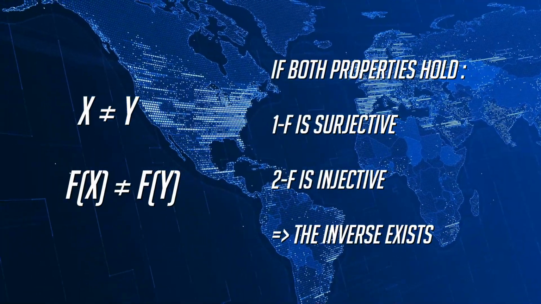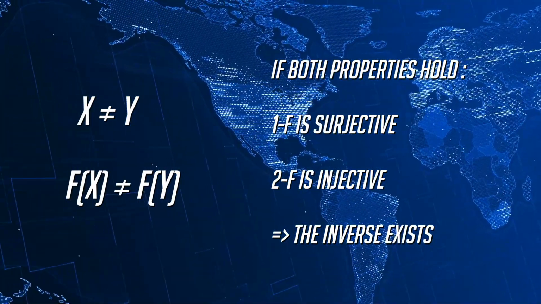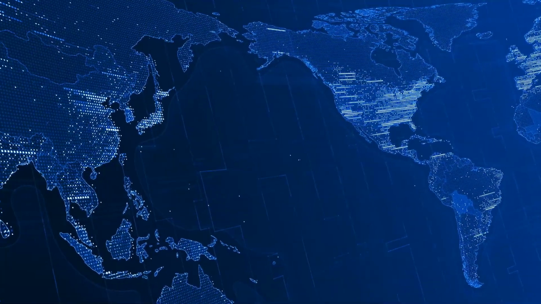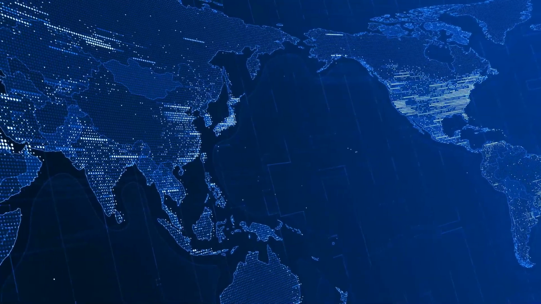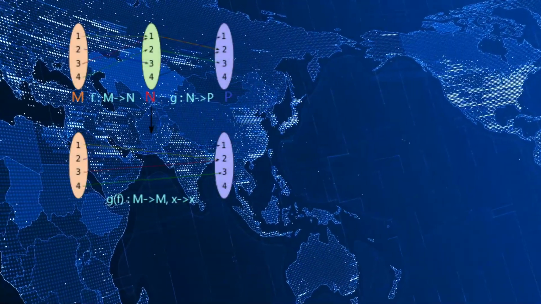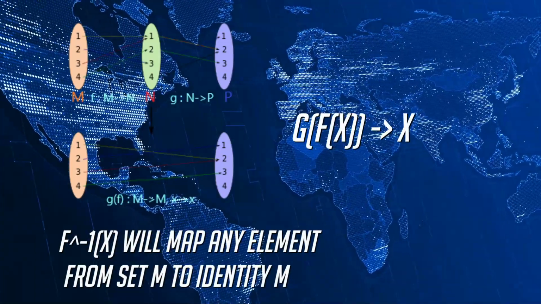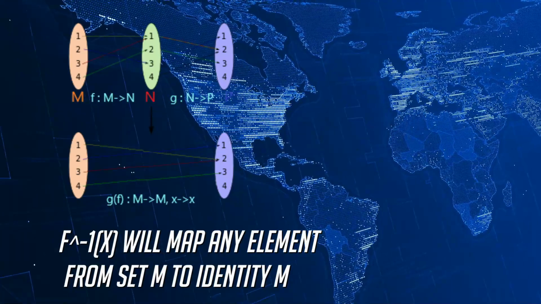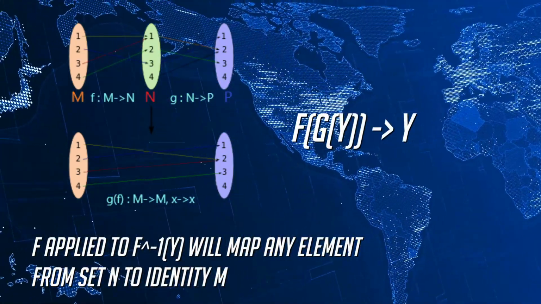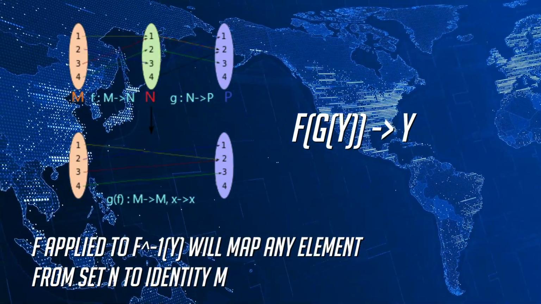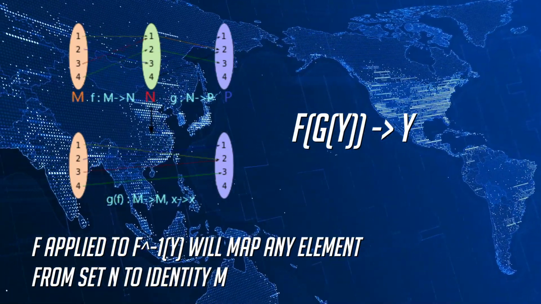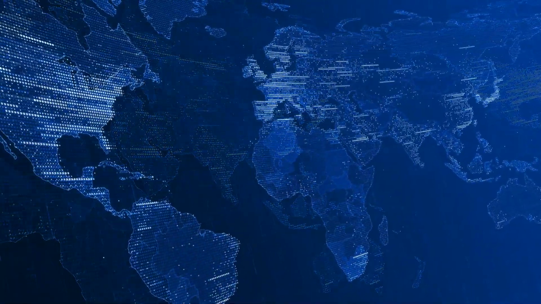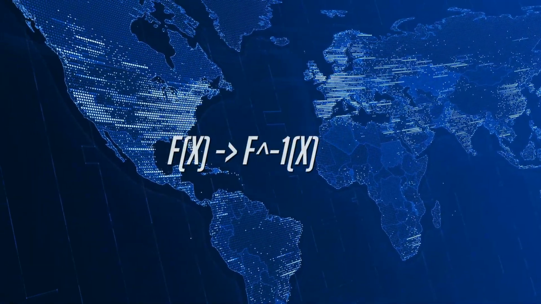If both properties hold, then an inverse exists, and it is found by rewriting the expression as we did for surjectivity. But how can we know that this is in fact the inverse? Recall function composition. Now notice that f inverse applied to f will map any element from the set M to the identity of M. And likewise, f applied to the inverse of f will map any element from the set N to the identity of N. The inverse is a unique function. Thus, if your function fulfills the two properties mentioned previously, then your function is the inverse.